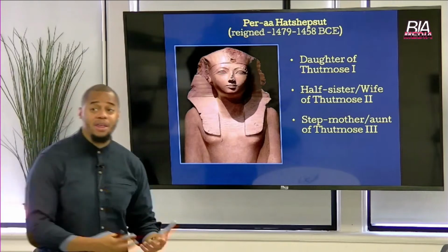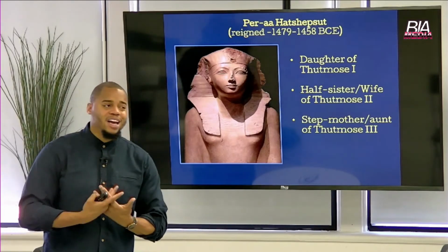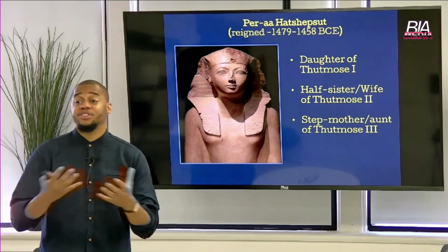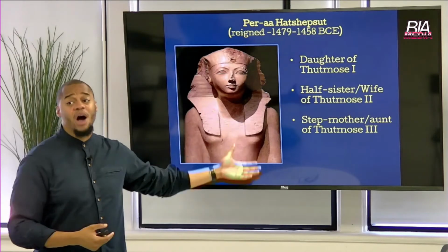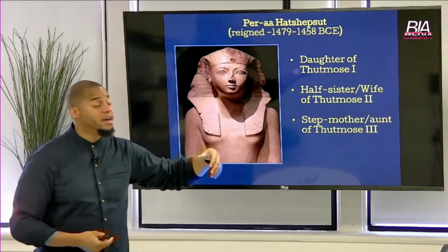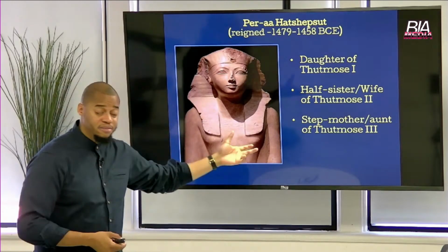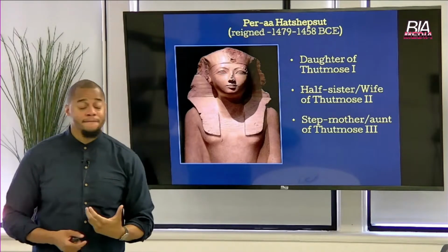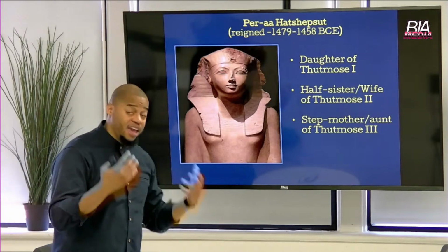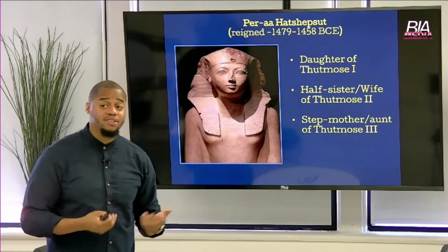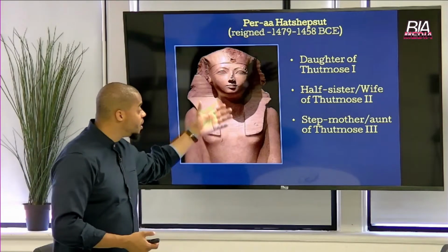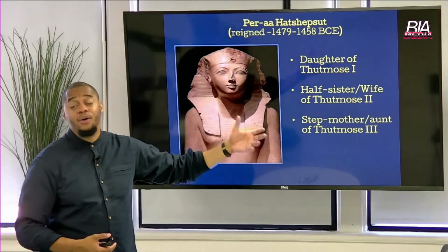So her brother and her were married, but more than likely they didn't consummate their marriage. It's not like they had a physical relationship. They're just married. He had other wives. So one of his other wives bore him Thutmose III. Now, when Thutmose II died, his only heir, a male heir, Thutmose III, was too young to rule. But Hatshepsut, his wife/sister, was.